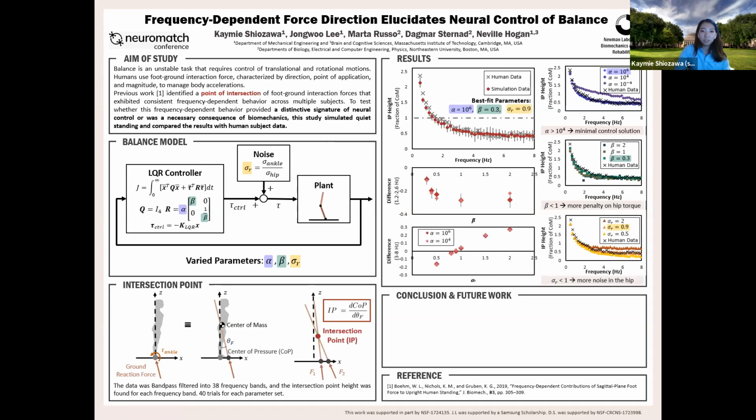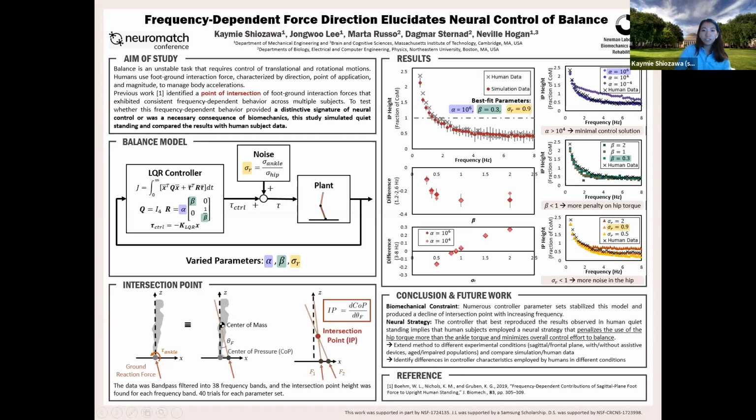Lastly, varying the noise ratio affected the high frequency asymptote. A noise ratio that was slightly less than 1, 0.9, where there is more actuation noise in the hip, resulted in close replication of human subject data.